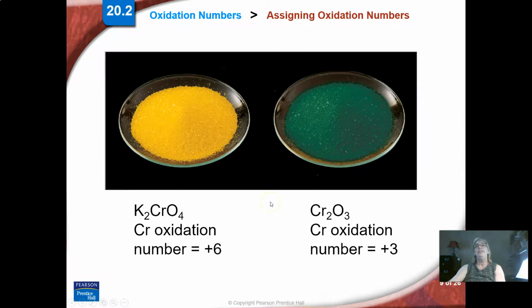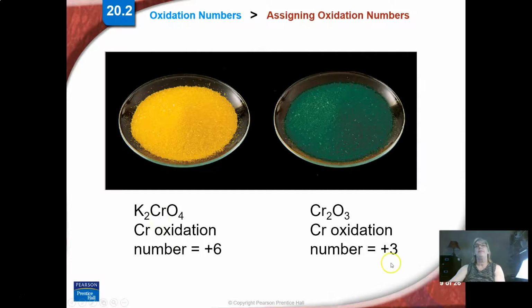And this is where it's really good to know your polyatomics. In this case, potassium is always +1. I have 2 of them, and I have this chromate here. And this has to have a charge overall of -2. If each oxygen is -2 and you have 4 of them, that's -8. So -8 here, and it overall has to have a -2 charge. So if this is -8, that has to be +6.